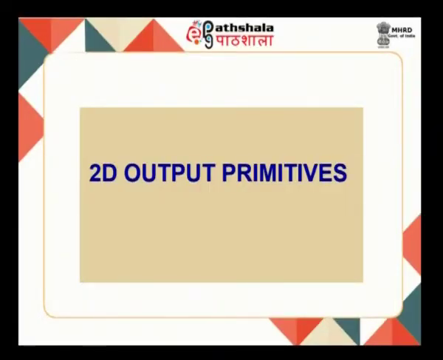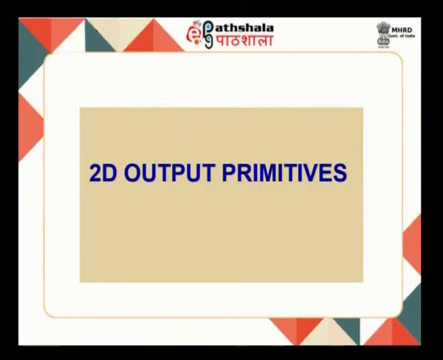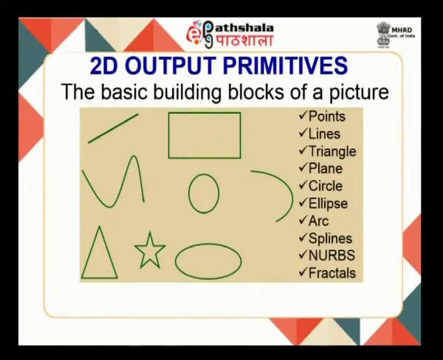First thing about graphics is that any picture is made up of a combination of some of the basic building blocks. We call them basic building blocks because a picture is made up of many of these, a combination of these basic primitives. We call them primitives because they are combined in some manner to form bigger pictures. So, we call them the 2D output primitives. It is 2D because we are dealing now with 2D graphics.